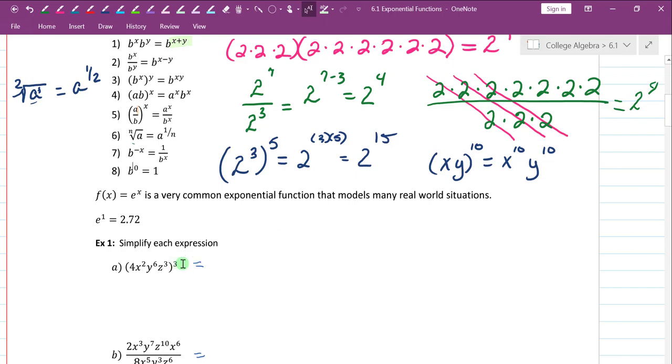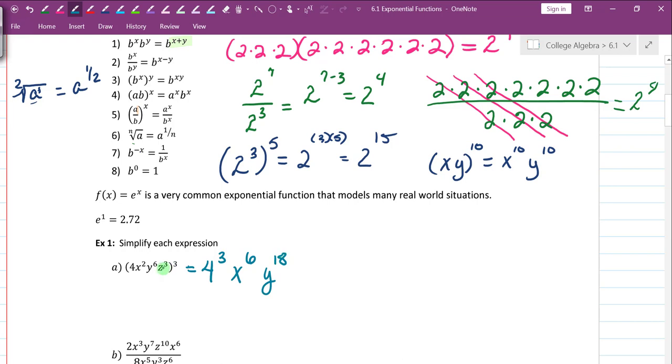Now let's come down here and we are going to simplify these expressions right here. Okay, so we're going to start here with exercise 1. Notice that all of this is within the parentheses and all raised to the cube power. So that means this is going to actually be 4 raised to the 3rd power, because 4 right here is raised to the 1st power. And so 1 times 3 is simply 3. So it's 4 to the 3rd power. And then x squared, the 2 times 3, is going to be x to the 6th. Now I have y to the 6th. 6 times 3 is 18. So it's y to the 18.